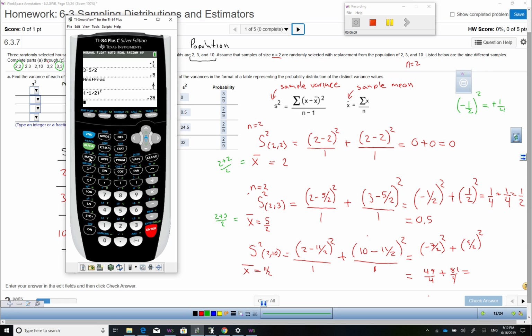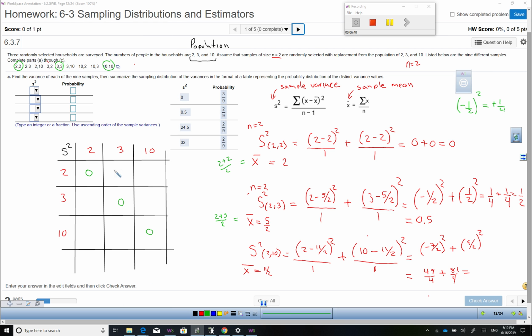0.25 as a fraction is 1 over 4. So that's why we have this number right here, 1 over 4. This is again 1 over 4, which is equal to 1/2, which is equal to 0.5.